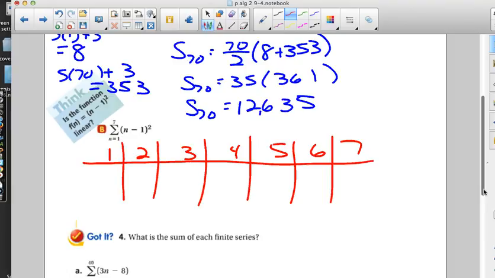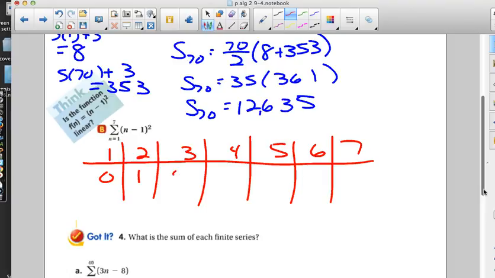So you don't forget a number as you go through it. We start with that lower limit, which was 1. 1 minus 1 is 0. 0 squared, 0. Put a 2 in. 2 minus 1 is 1. 1 squared, 1. Put a 3 in. 3 minus 1 is 2.